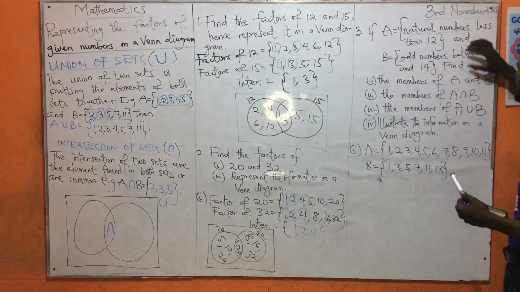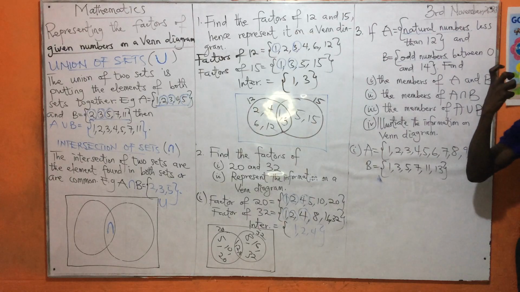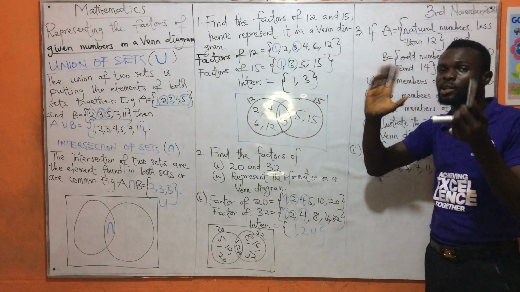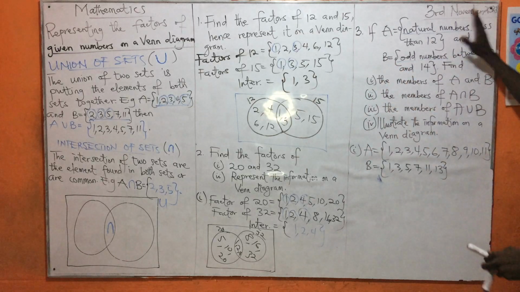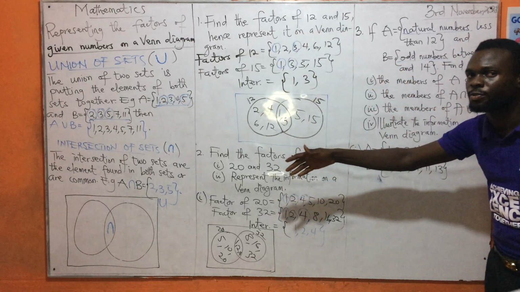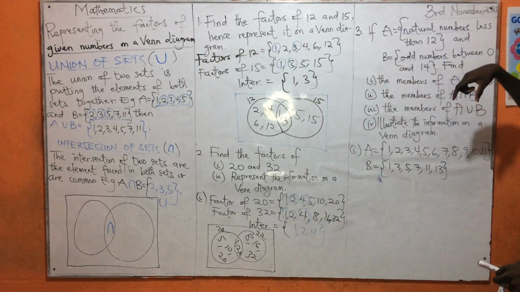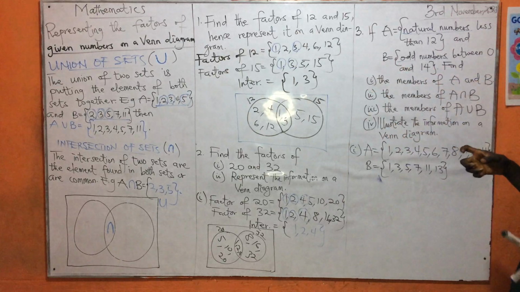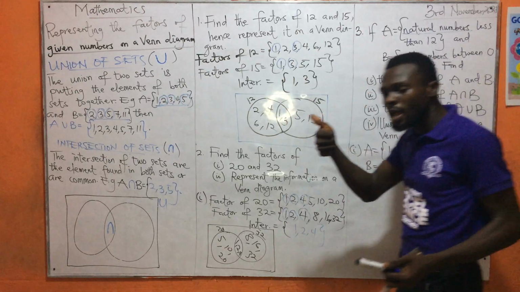Now, when the question is given based on a certain condition, so it says that it is less than 12, then don't list above 12. It says that it is between 0 and 14. So let the numbers be between a given range. Then you list them, and we are good to go.